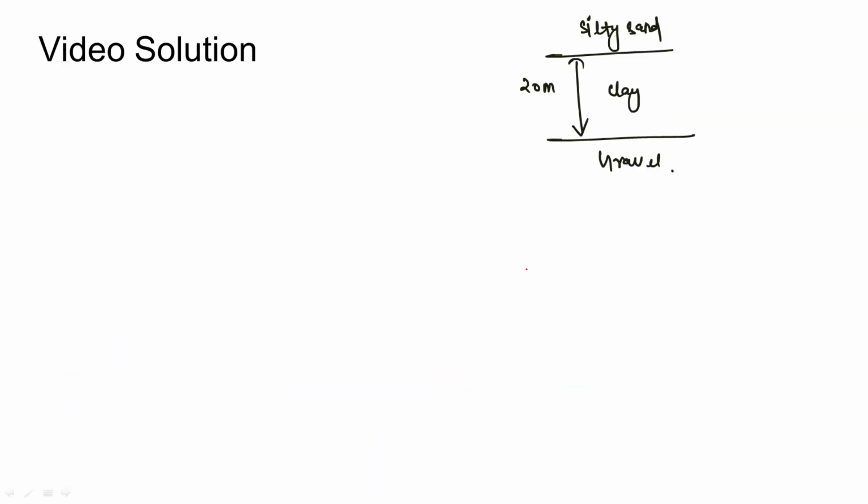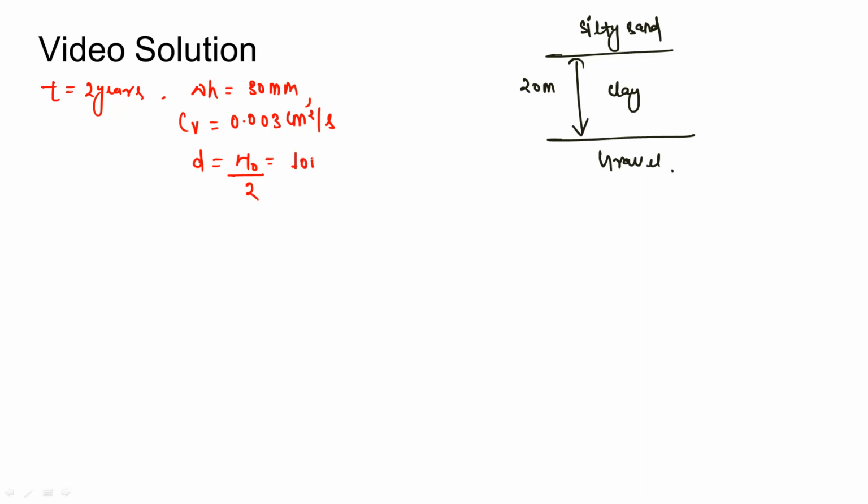Now coming to the video solution part. A 20-meter clay layer is sandwiched between silty sand and a gravelly sand layer, and we have to calculate the time for 50 mm settlement. In the question we are given that for t equal to 2 years we have seen a settlement of 30 mm, and the coefficient of consolidation is given as 0.003 centimeter square per second. Both layers are permeable, so D will be H0 by 2. As it is double drainage, permeable from both ends, D will be 20 by 2, that is 10 meter.